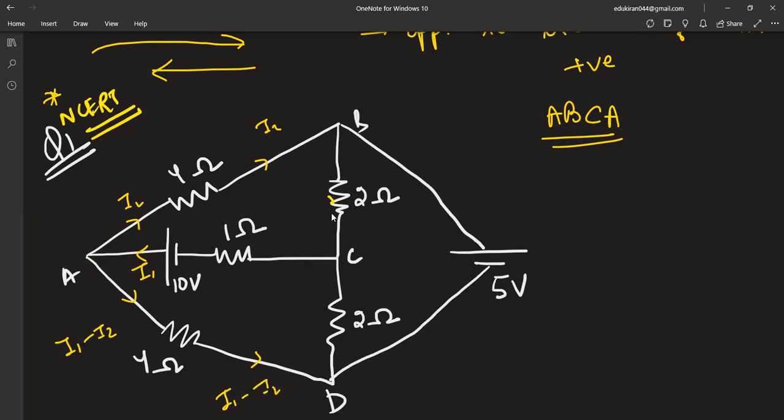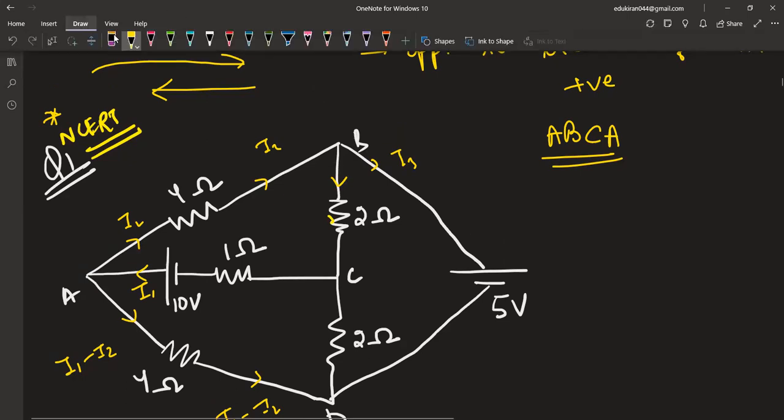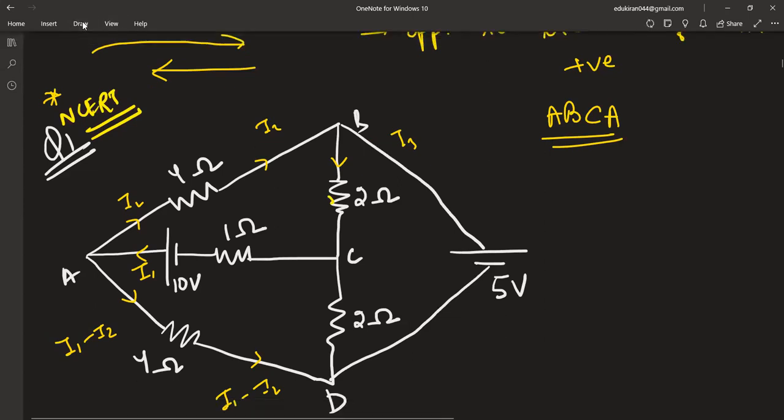Now from here, I2 is coming. Then in this branch, I3 is moving. So you can check how much will go into this branch. Or let's reverse this. Wait, just wait. Here, let's say from this battery, I3 current is moving.